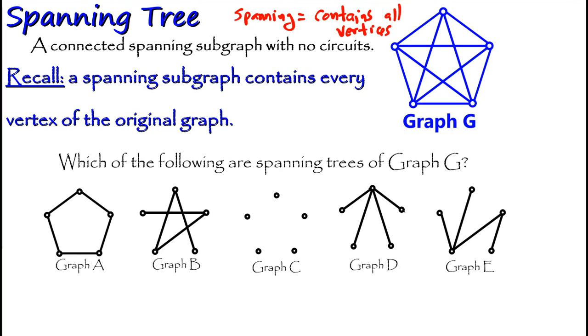And a tree means that there should be no circuits and it must be connected. So which of the following are spanning trees of graph G? A is not because it has a circuit.